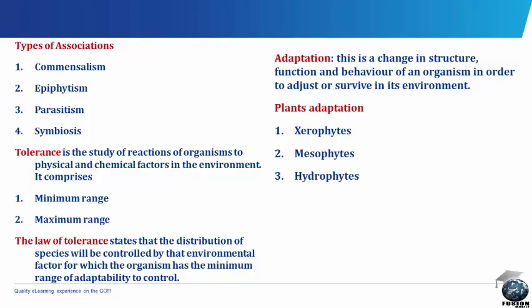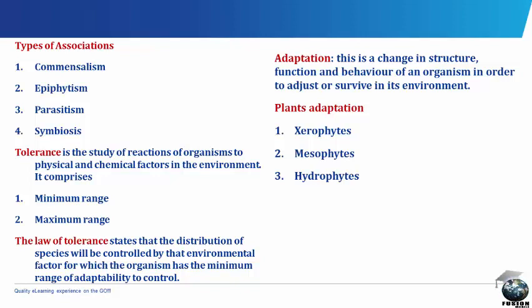We have different types of association. We have commensalism, epiphytism, parasitism, and symbiosis. Commensalism is an association between two or more organisms in which one benefits, and the other neither gains nor loses. An example is the remora fish and shark. Remora picks the food debris while the shark does not gain or lose anything.